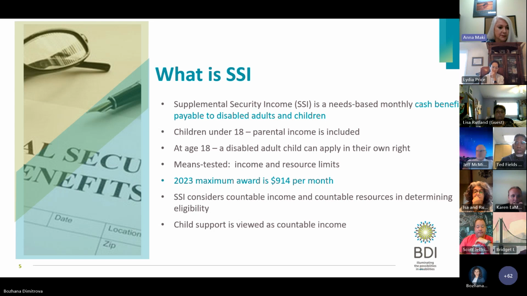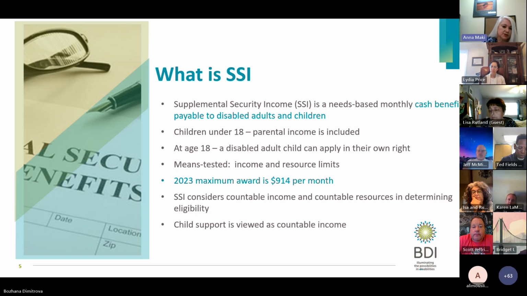So there are income caps and there are resource caps. So that's what this means testing is. It's Social Security basically asking a lot of questions to figure out how much income this 18-year-old has, right? And keep in mind that child support is going to count as income for that person. So that's always something to take under consideration. But they're looking at any form of income, and then they're going to look at any form of resources.